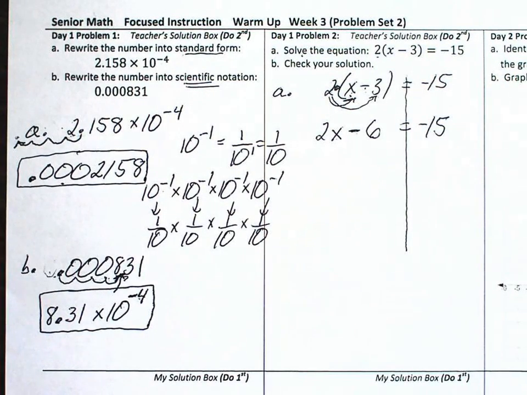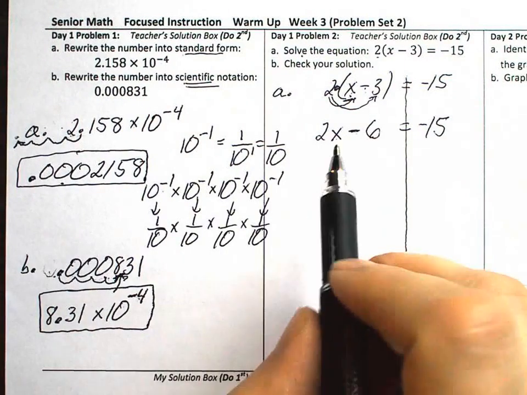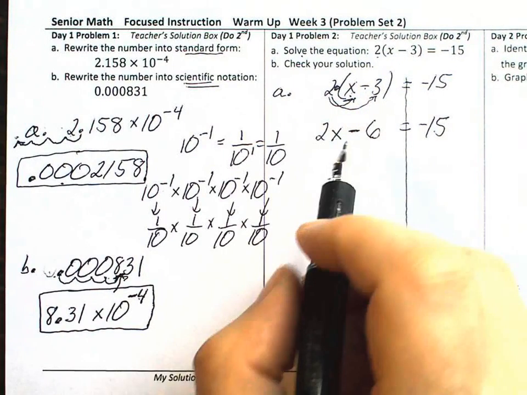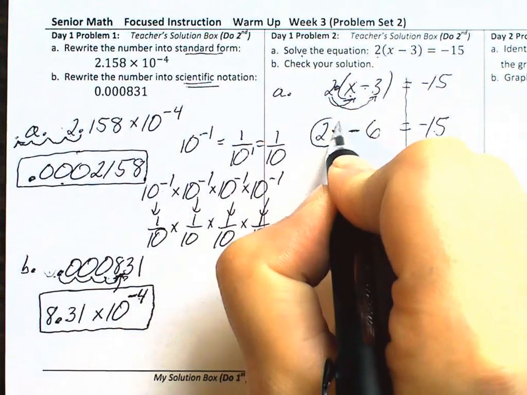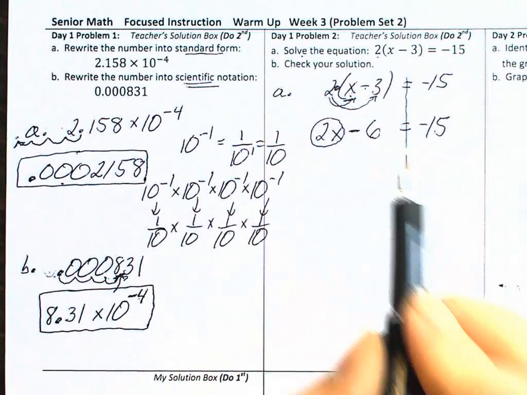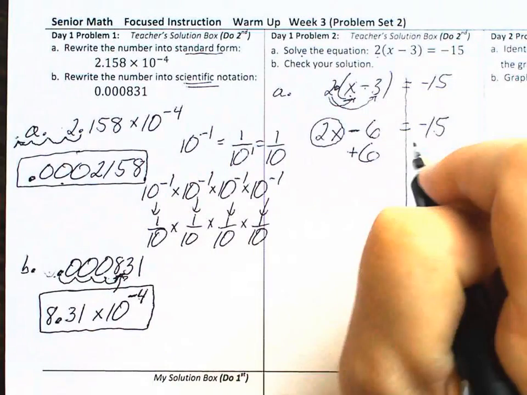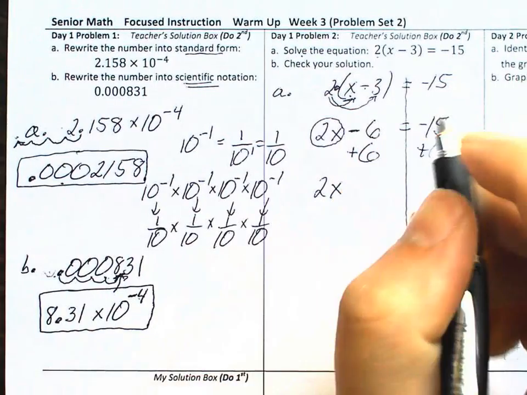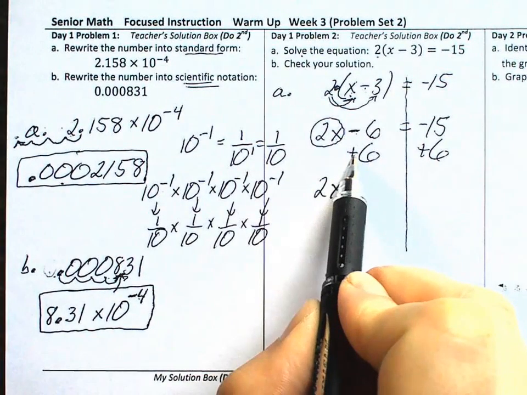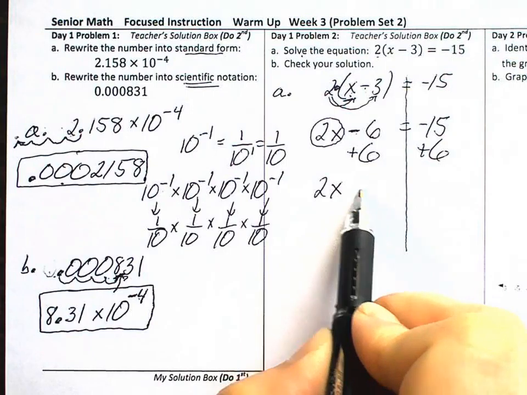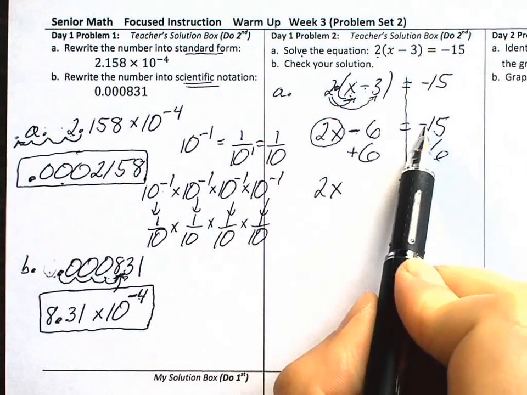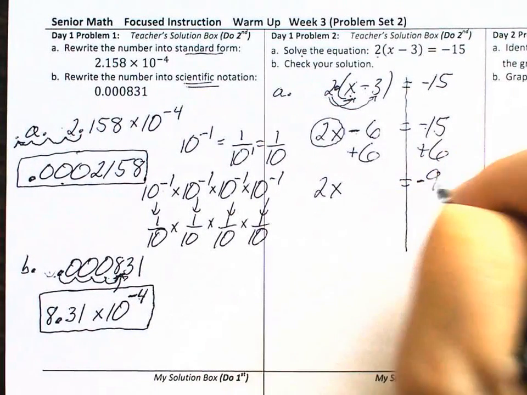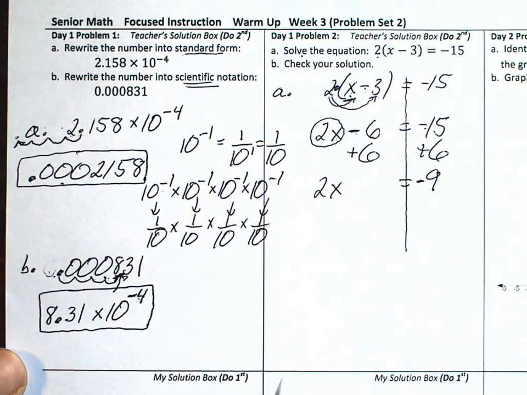Now that we're done with the distributive property, you'll notice the parentheses are gone, and so we have a simpler looking equation than we did to begin with. Here's the x term. Next to the x term, there is a minus 6. Let's remove that. Plus 6, plus 6. The 2x comes straight down. Negative 6 plus 6 makes 0. And then equals negative 15 add 6 is negative 9. So we have 2x is equal to negative 9.